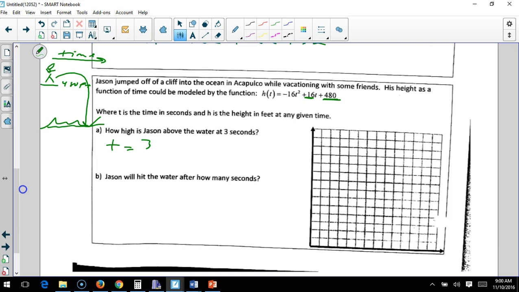All we're going to do with this 3 is plug it in here and here for time. So, height as a function of time. In other words, height changes as time changes. That's what this h(t) means. Remember we talk about why do we have functions? Why don't we just say y equals? This is why. For real-world equations, height as a function of time. So, negative 16 times 3 squared, plus 16 times 3 plus 480.